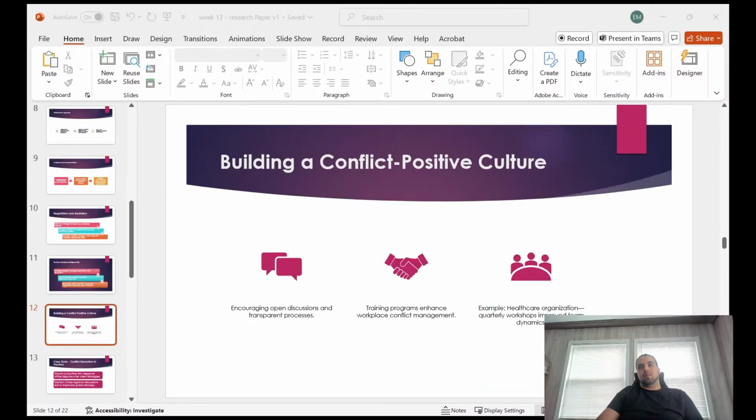Next, we're going to talk about building a conflict-positive culture. It normalizes disagreement as a means for growth and innovation. Leaders must create an environment where conflict can be addressed constructively. For instance, a healthcare organization implemented quarterly conflict resolution workshops that improved communication and reduced workplace tension. Open discussions, training programs, and inclusive policies are key elements of fostering a healthy conflict culture.